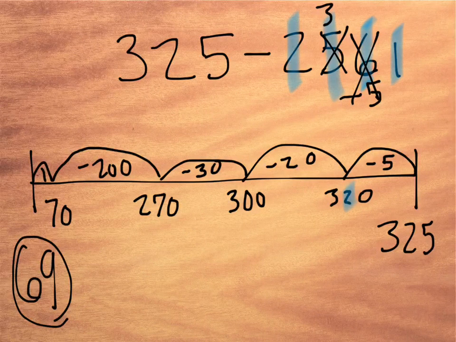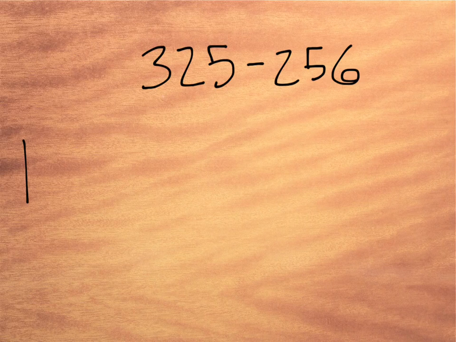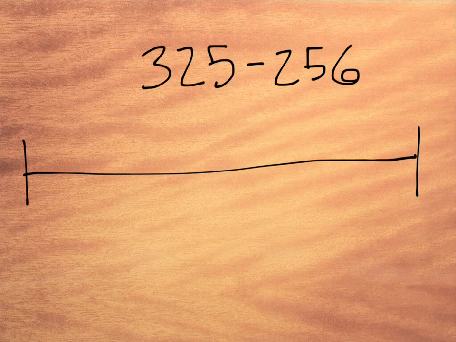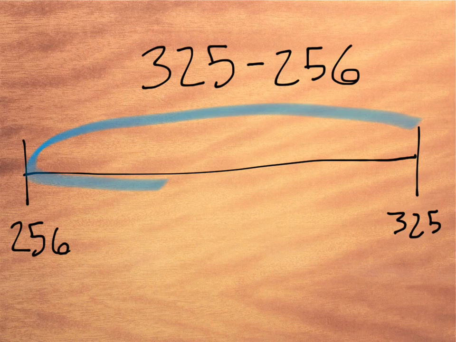Now, let's look at the other way to subtract. Still doing 325 minus 256, but this time I'm going to put both numbers on the number line. Since 325 is a larger number, it does have to go on the right end. And I'm going to jump up from 256 to 325, basically finding my answer in the jumps I take, the difference between the two numbers.